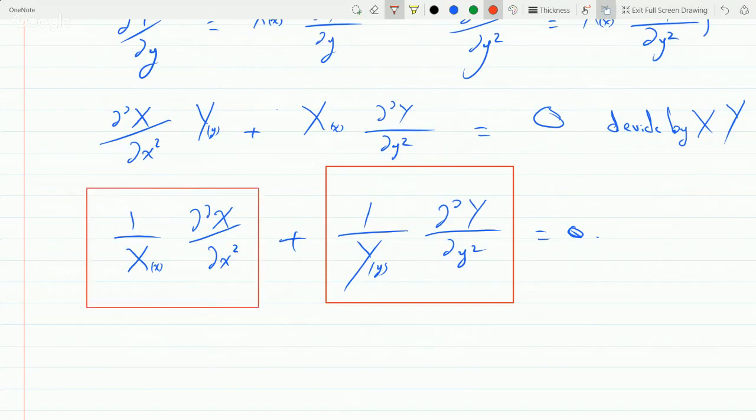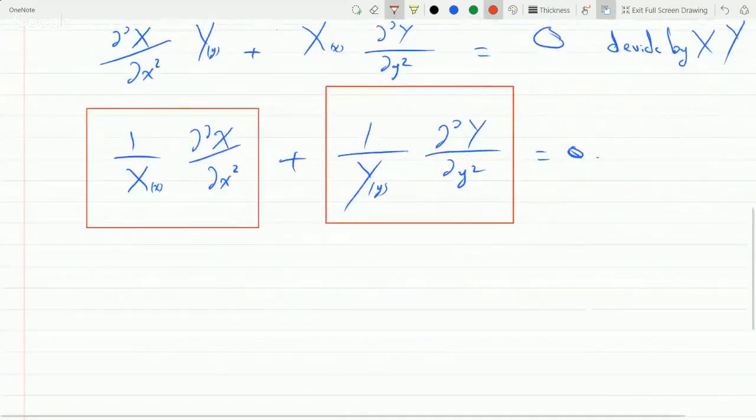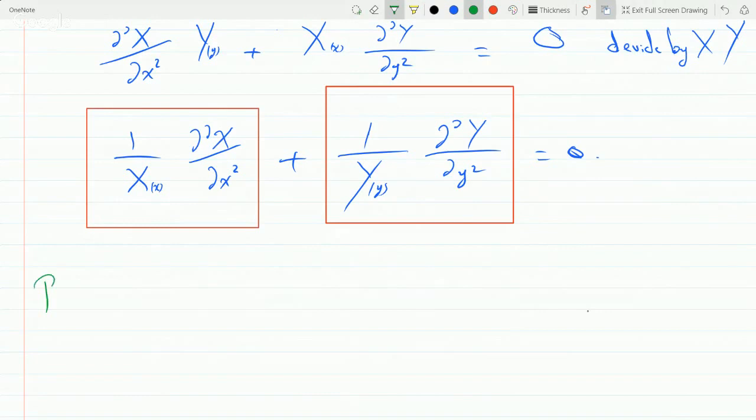Now, at this point, of course, we can call one of them k squared, one of them minus k squared. The question becomes which one has to be minus, which one has to be plus. For that, we have to look at the boundary conditions. So I think it might be a good idea at this point to write your boundary conditions.